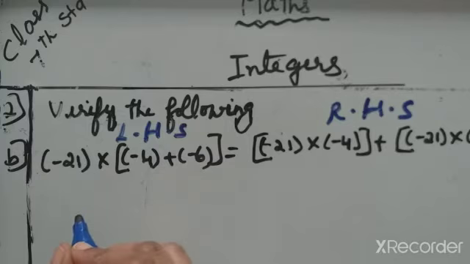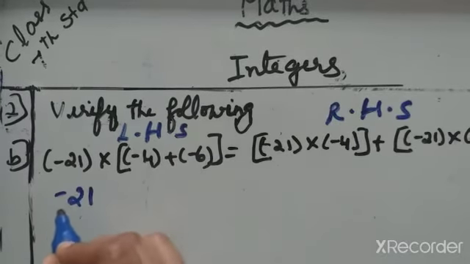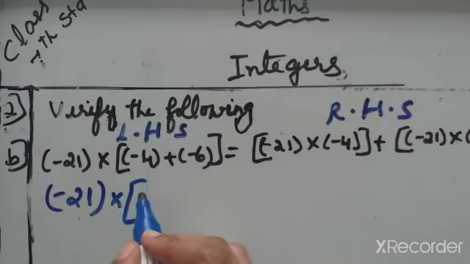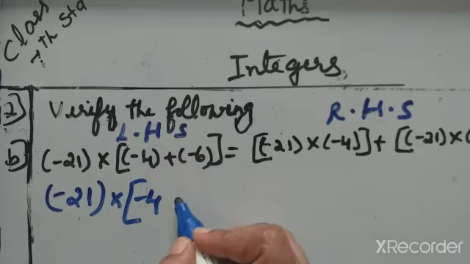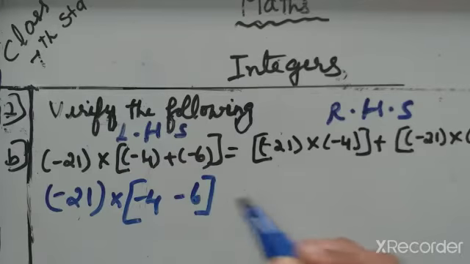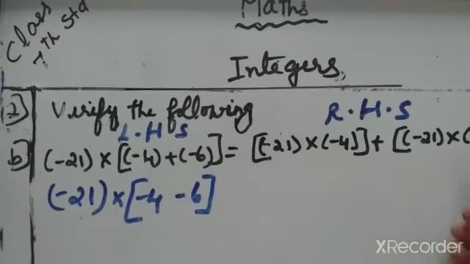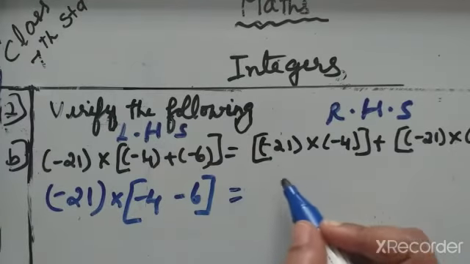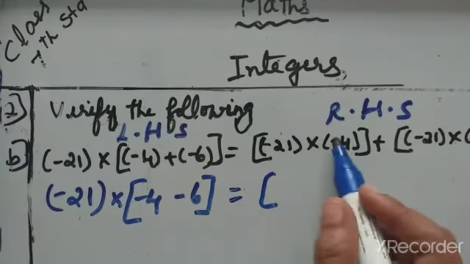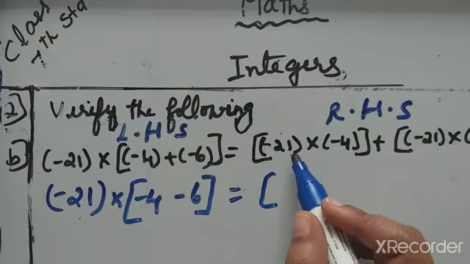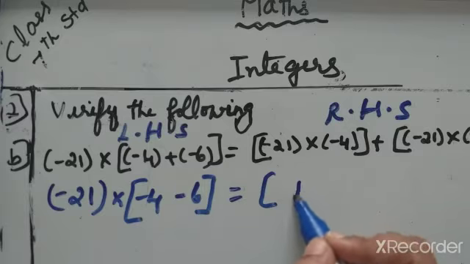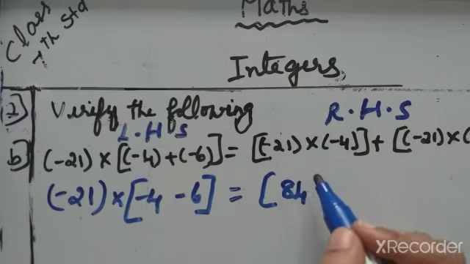Now simplify and check whether LHS is equal to RHS. Two methods we can simplify. Minus 25 as it is, minus 4 plus minus 6, or we can multiply. A similar equation we can write here, distributing, equal minus into minus is plus 21 into 4. 21 into 4 means 4 ones are 4, 4 twos are 8, 84.